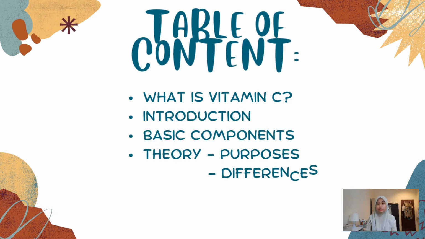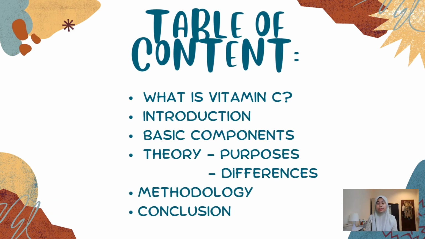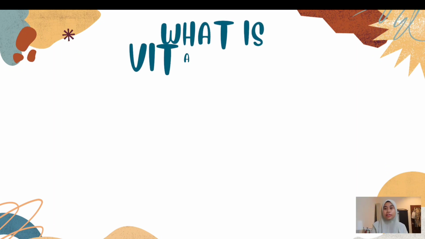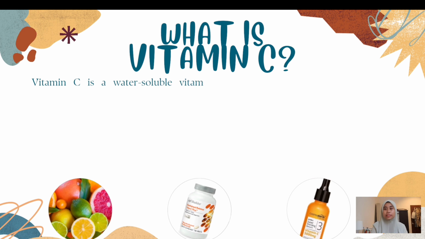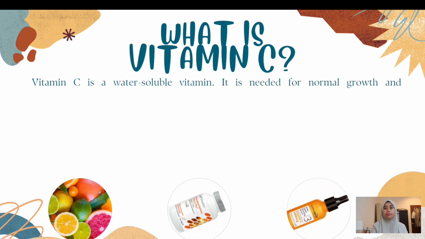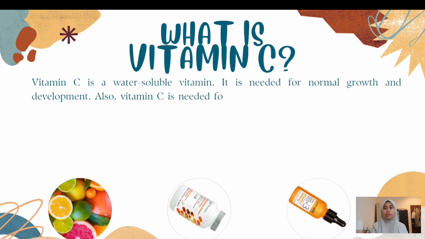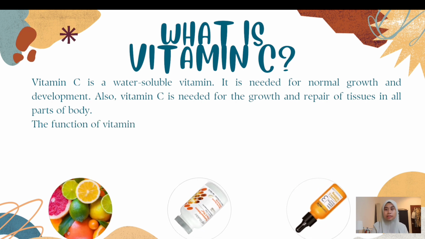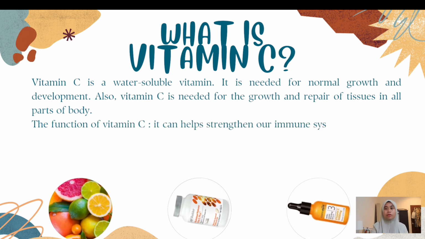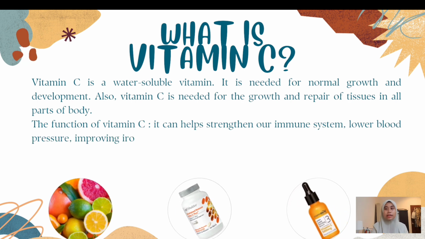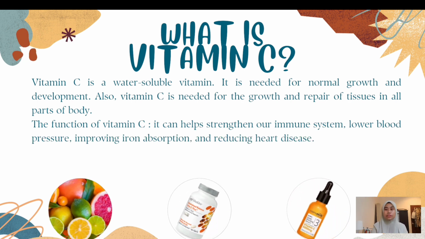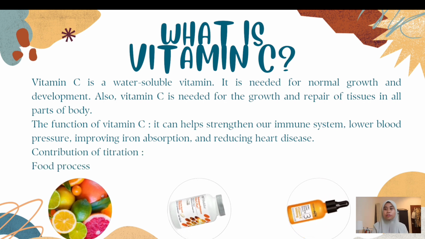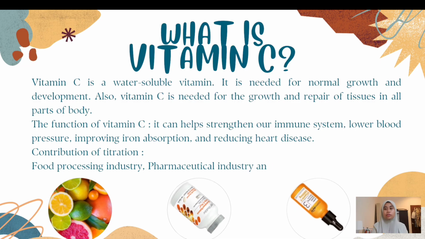The topic that we will present contains what is vitamin C, introduction, basic components, theory, methodology, and conclusion. First of all, let me explain what is vitamin C. Vitamin C is a water-soluble vitamin. It is needed for normal growth and development. Also, vitamin C is needed for the growth and repair of tissues in all parts of the body. The function of vitamin C: it can help strengthen our immune system, lower blood pressure, improve iron absorption, and reduce heart disease. Contributions of titration in industry are food processing, pharmaceutical, and cosmetic.